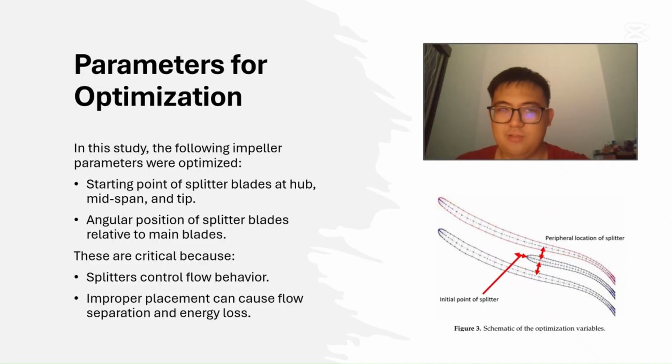The optimization focuses on 2 major variables. The first one is the starting point of the splitter blade at the hub, midspan, and the tip. This is followed by the second, which is the angular orientation of this splitter blade relative to the main blade. These parameters critically affect flow direction, streamline attachment, and local incidence angle. By adjusting this feature, the algorithm can significantly reduce energy losses associated with the flow separation and mismatched blade angles.